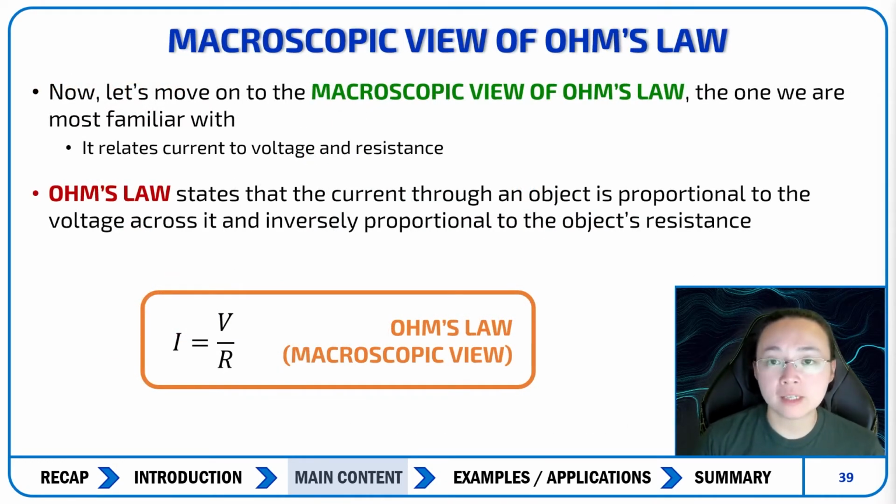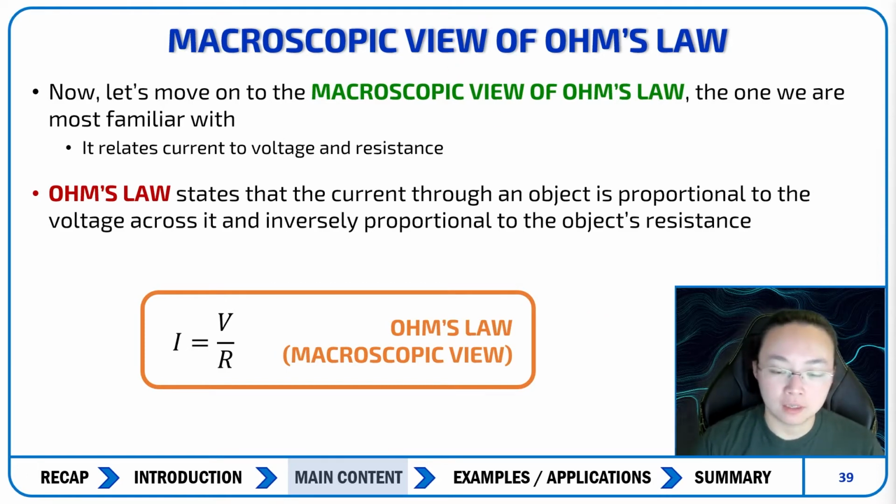So that summarizes everything in terms of the microscopic view of current. We now want to move on to the macroscopic view of Ohm's law and the macroscopic view of current. So this is the one that we should all be most familiar with. Ohm's law states that the current through an object is going to be proportional to the voltage across it and inversely proportional to the object's resistance.